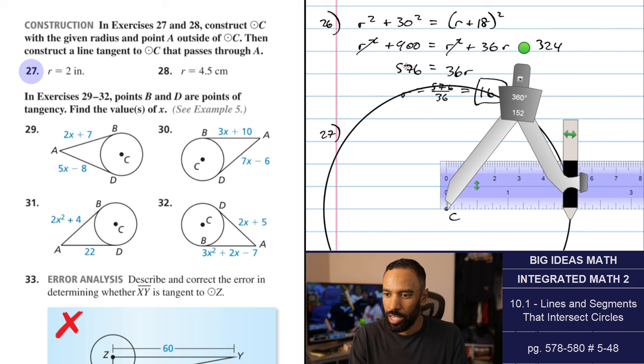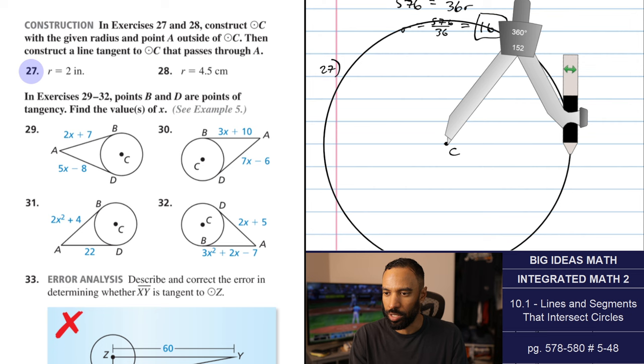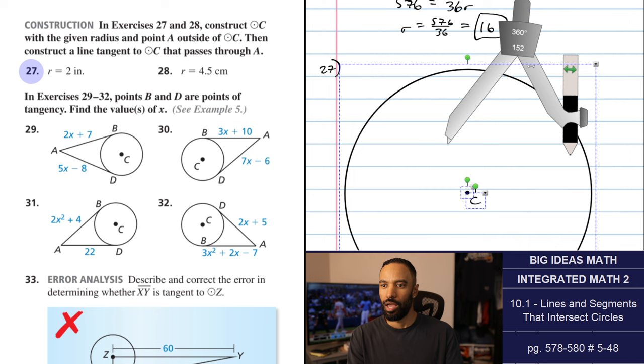Now this is on whatever screen you're looking at. It's not 2 inches in my book, really. It looks a little oversized, but that's not the point. I don't really need that right now. So there's my circle C. Let's move it down a little bit. There we go. Okay, now they want a point A that's outside of the circle.